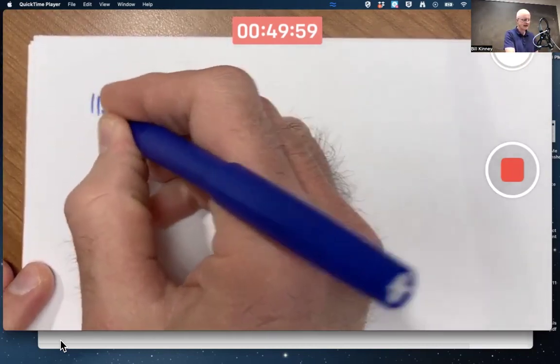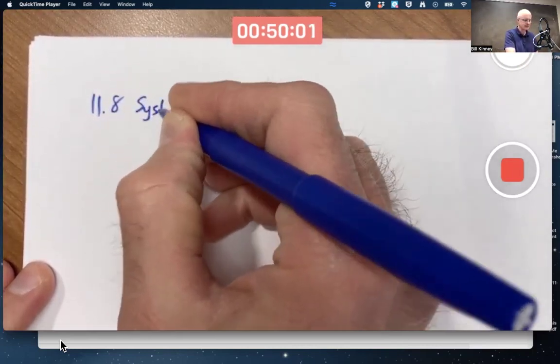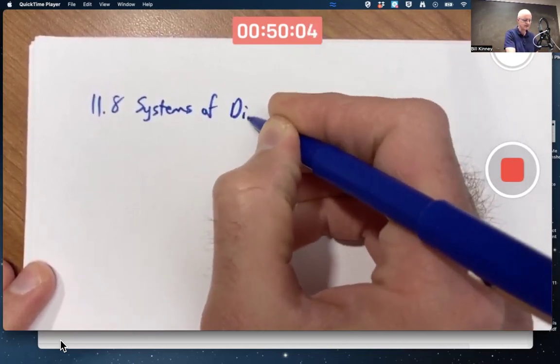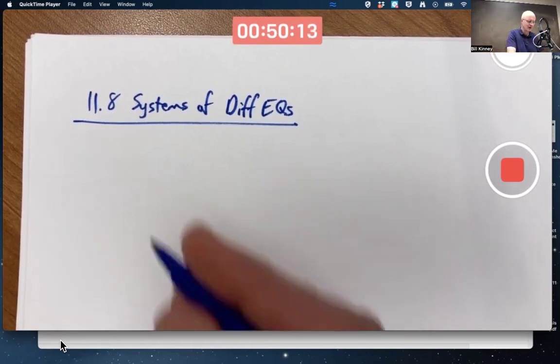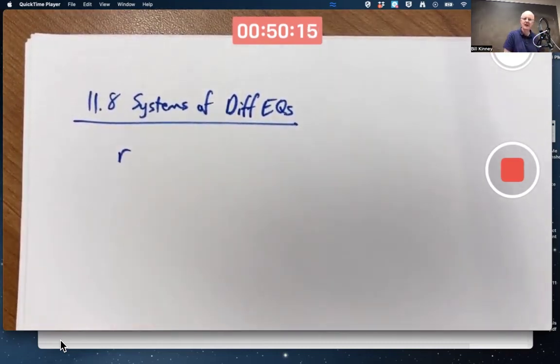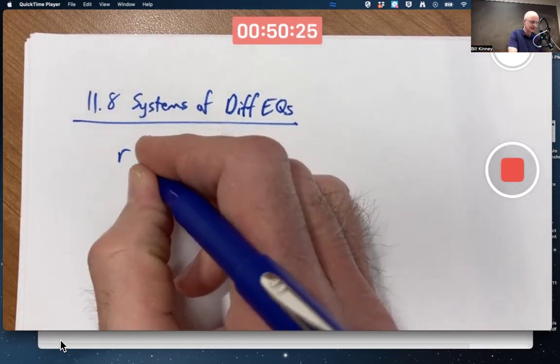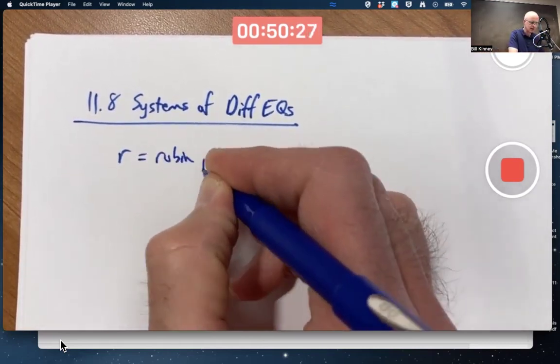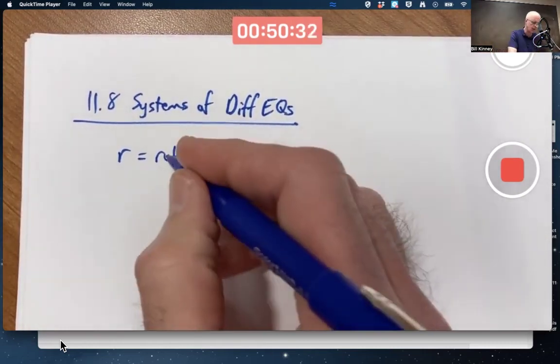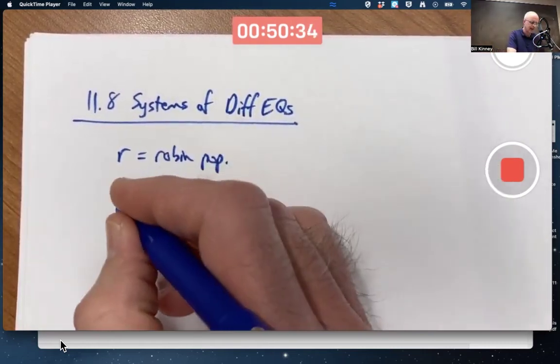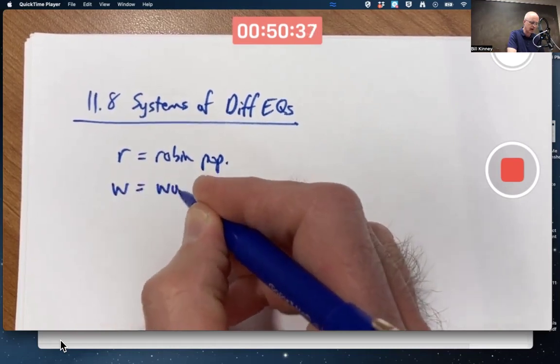Section 11.8 is about systems of differential equations. And we'll put this in a population model. We'll look at robin populations again, but this time we're going to call the robin population R instead of P. P was for population in the previous model. Here, R is for robins. It's the robin population, in whatever units you want to use, like thousands of robins. I won't specify the units. And W is going to be the worm population.